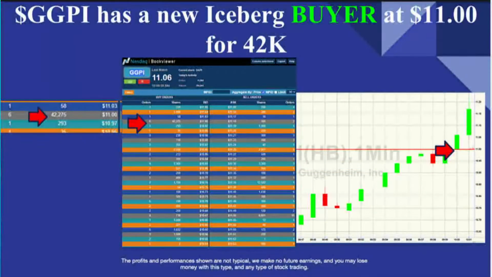And listen, like I said, that seller doesn't get done. There's only one way he's going to get out, is executing the bid, and that's why the stock drops.